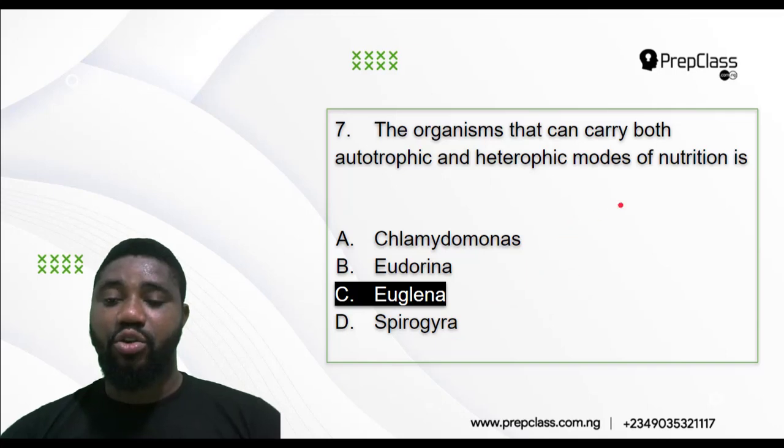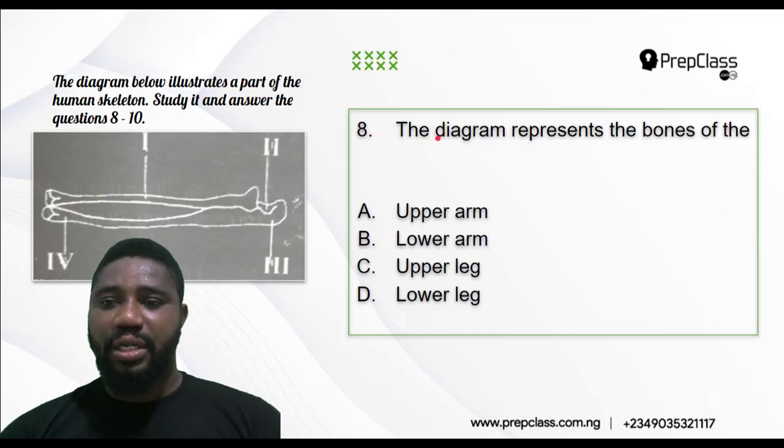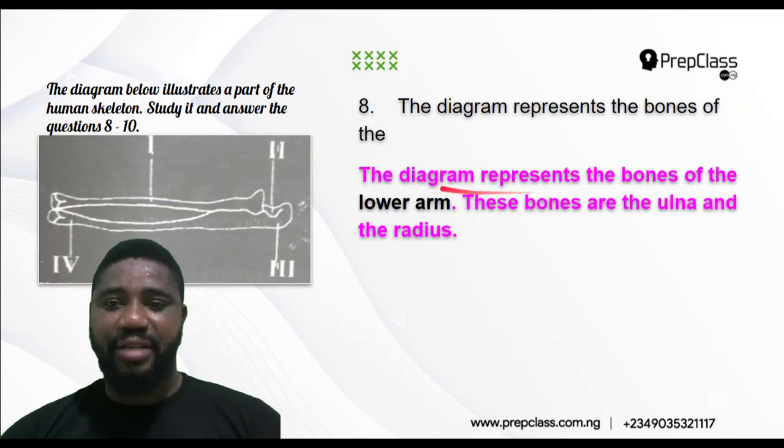7 is C, Euglena. 8. Now they've given us an instruction. The diagram below illustrates a part of the human skeleton. Study it and answer the questions 8 to 10. They want us to use this diagram to answer questions 8 to 10. That's 3 straight questions. Now, the diagram represents the bones of the: A, upper arm, B, lower arm, C, upper leg, D, lower leg. So, which of these parts of the body does this diagram represent? Let's see.